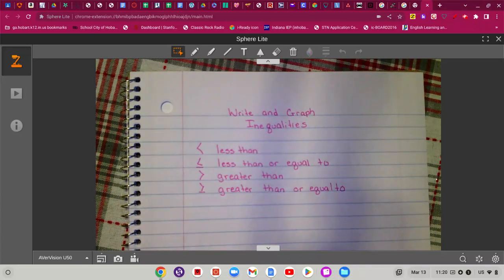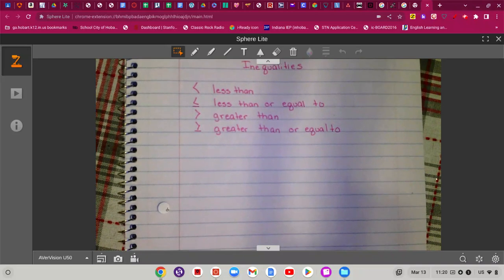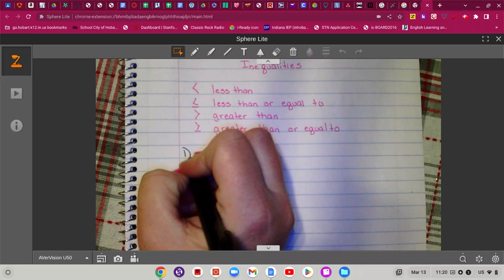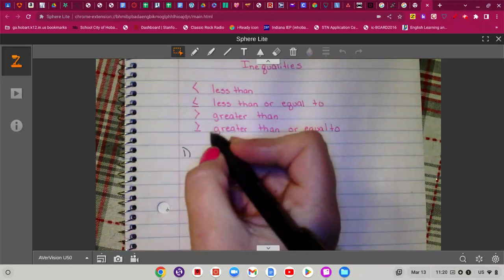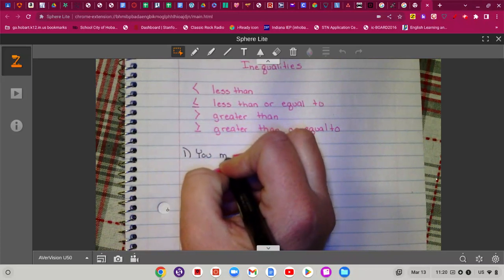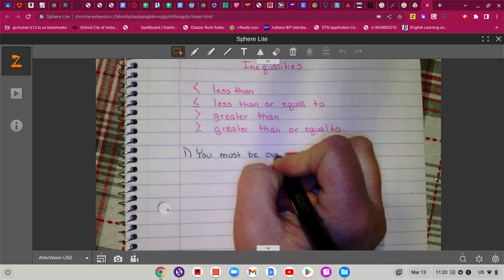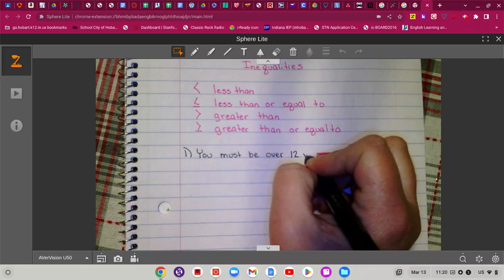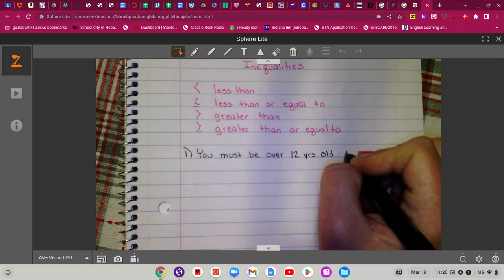Okay, so what we're going to look at is some word phrases that we will then write as an inequality using those signs. So, first one I want to look at is you must be over 12 years old to ride go-karts. Okay, so you must be over 12 years old to ride go-karts.